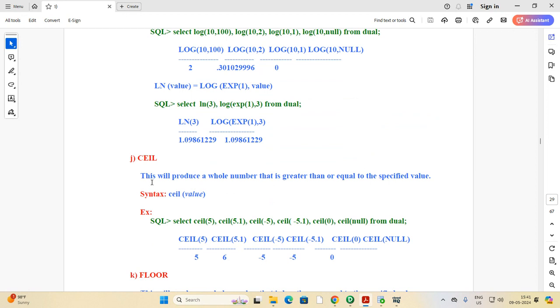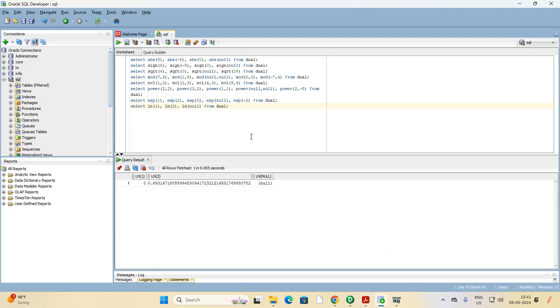The Ceil always produces a whole number that is greater than or equal to the specified value. Go through this example and you will get a better idea. Ceil of 5 is 5. Ceil of 5.1 gives the upper value of the existing one, which for 5.1 is 6.